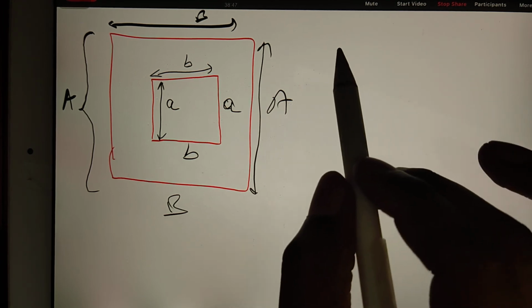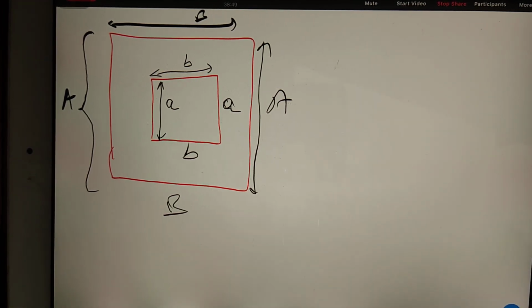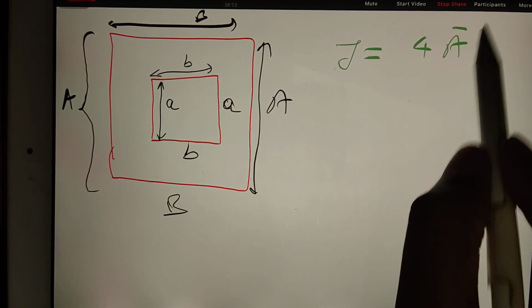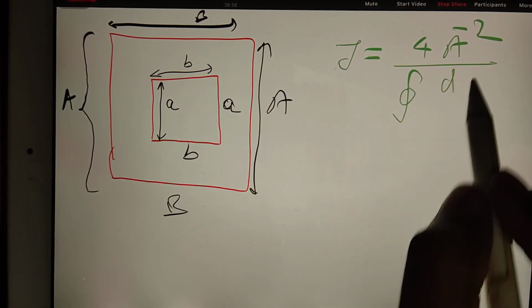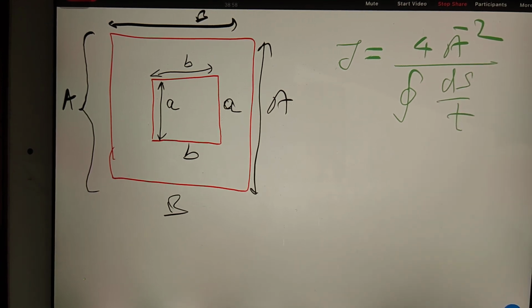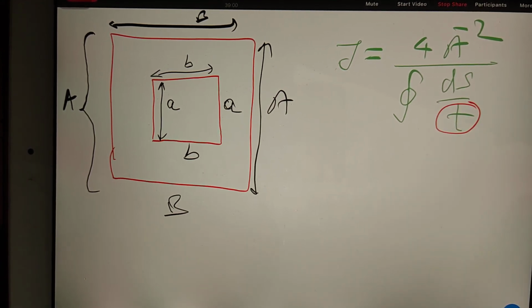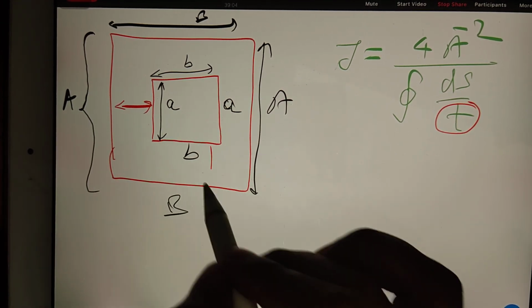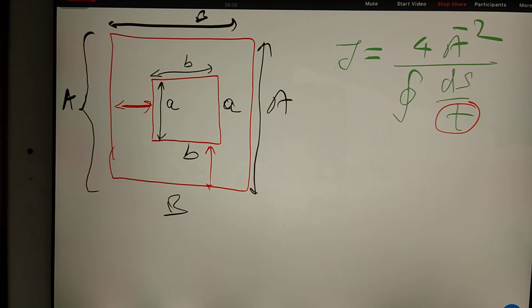Once we have the rectangle, your first job is to recall the formula. The formula is very clear: 4 a bar square divided by the cyclic integration of ds by t. Now see here, your thickness is not the same everywhere, correct? Here your thickness is something else, and here your thickness is something else. In that case, what will you do?